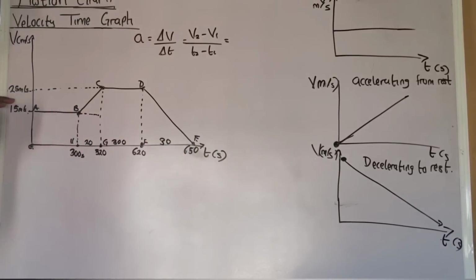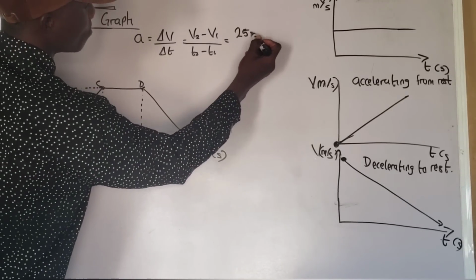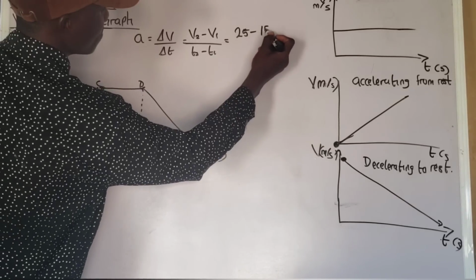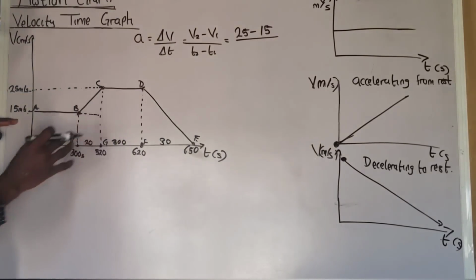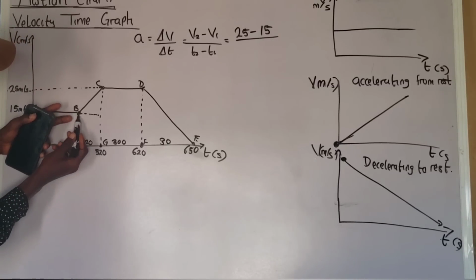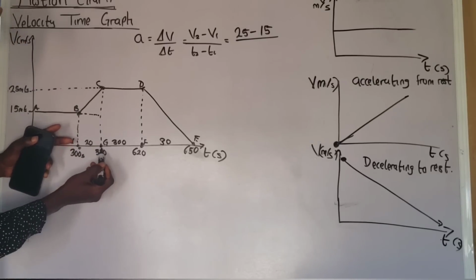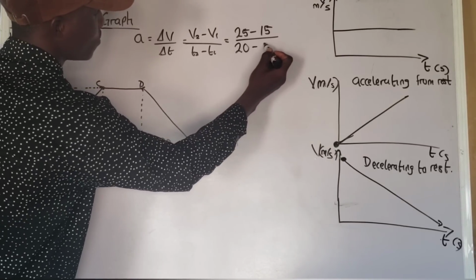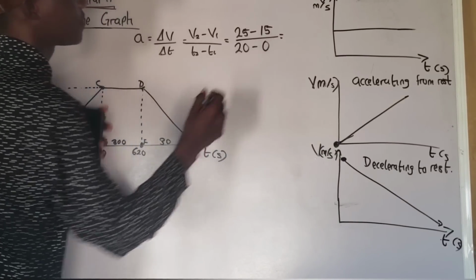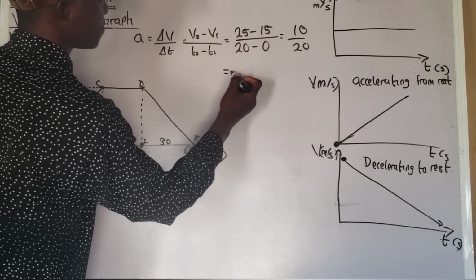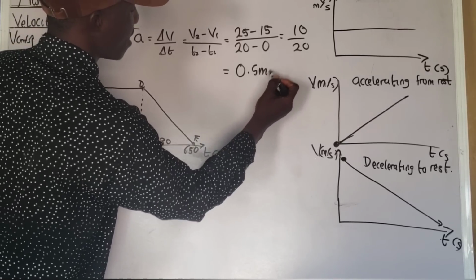Okay. Now v2 minus v1. v2 is 25. So I'm going to have 25 minus v1. v1 now is 15 meters per second. 25 minus 15 all over t2 minus t1. Now the time taken at that moment, the first time is 0. And the second time will be 20. You understand? t2, 20, minus t1, that is 0. So I'm going to have 25 minus 15, that is 10. 10 all over 20. That will be 0.5. So that will be 0.5 meter per second squared.